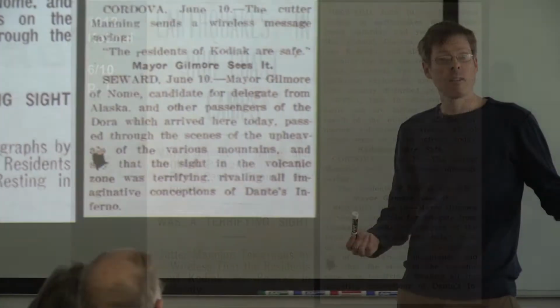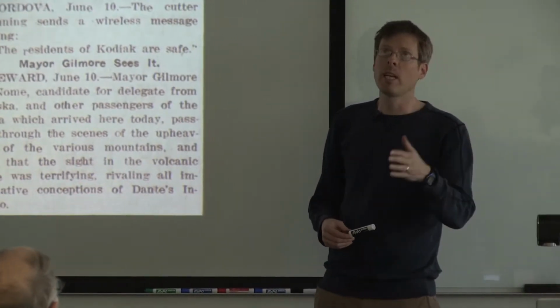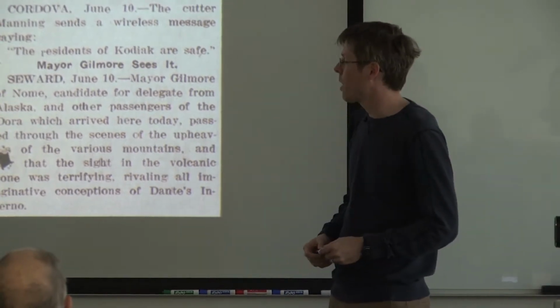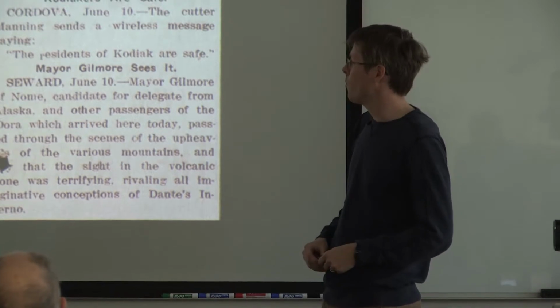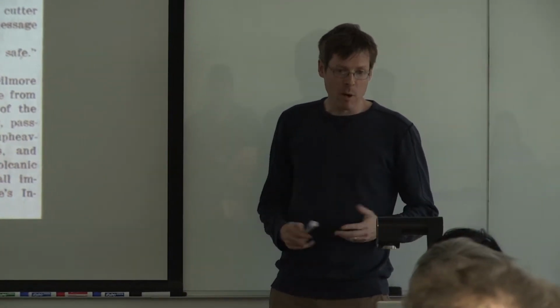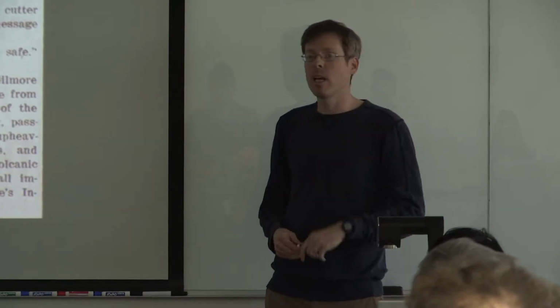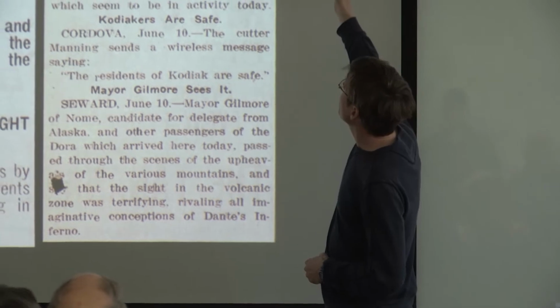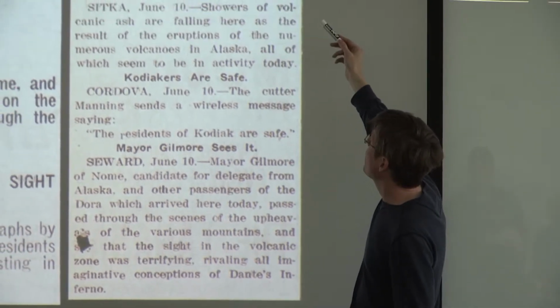Mayor Gilmore and the other passengers on the Dora, so that's the name of the ship, passed through the Inferno. It was a terrifying sight. The ship was basically right underneath, in between Kodiak and the volcano, and as I say, they survived, but it would have been rained down on with ash. And as I say, this is the largest eruption aside from Krakatoa in the 19th century, the biggest one in the 20th century. Numerous shocks of earthquakes were registered Saturday.